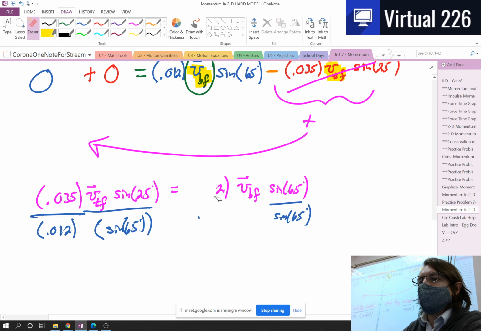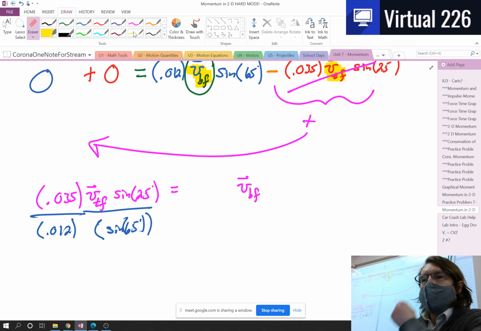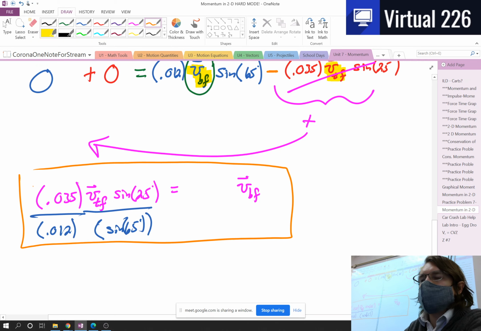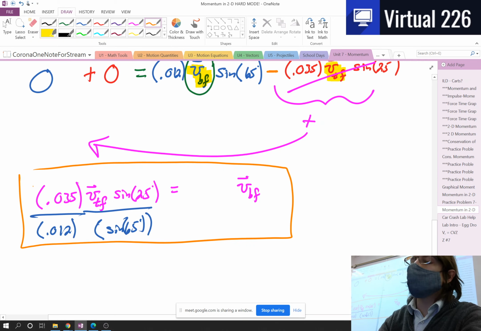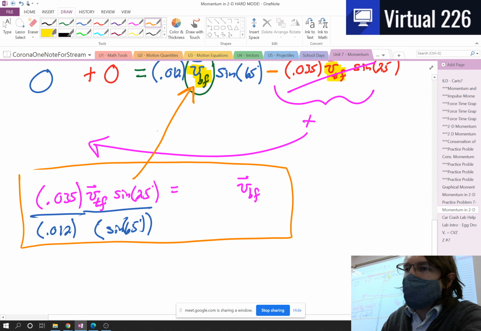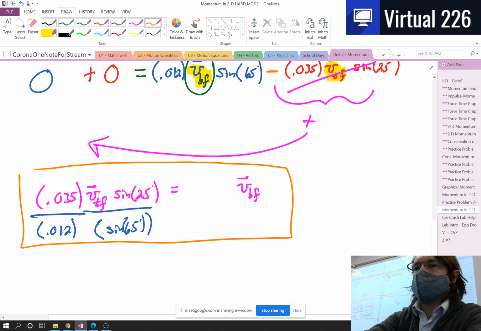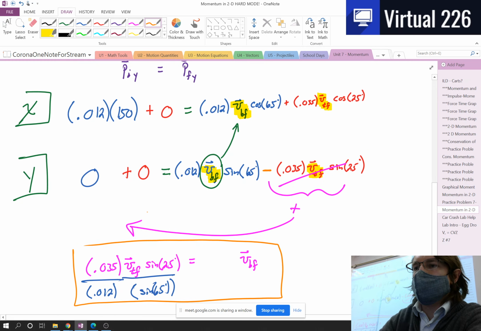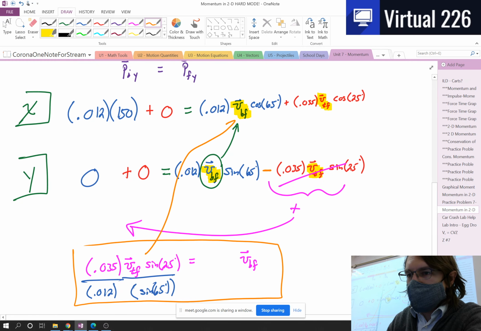That will eliminate these. They'll divide out. And I now have an equation for the final velocity of the bullet in terms of the final velocity of the tin. And this will allow me to take this entire quantity on the left here and plug it into our first equation in the x-axis. Which, that's not the x-axis one. Our x-axis is all the way up there.